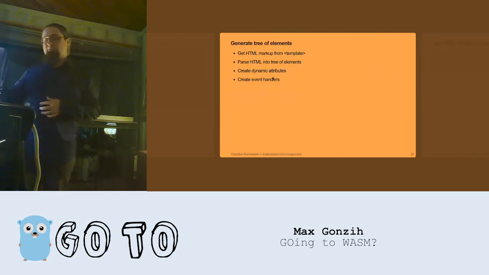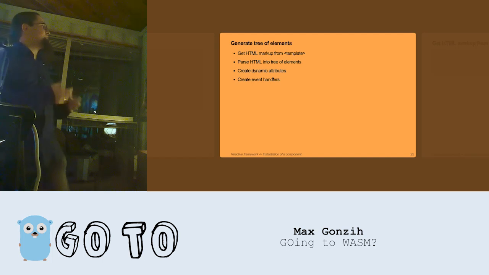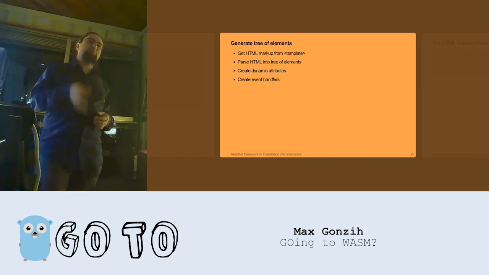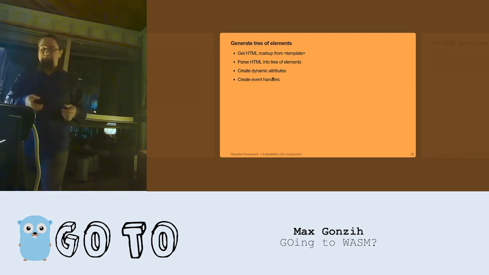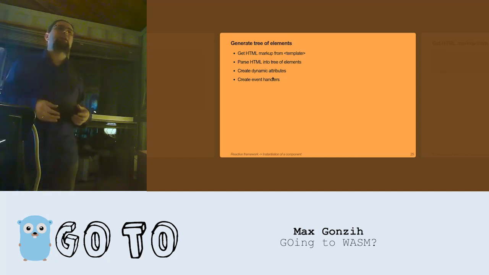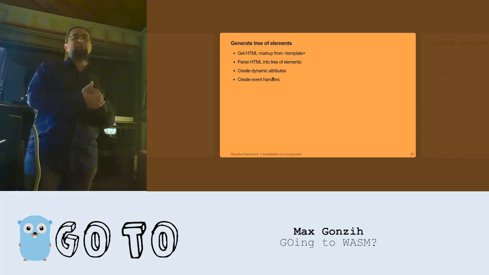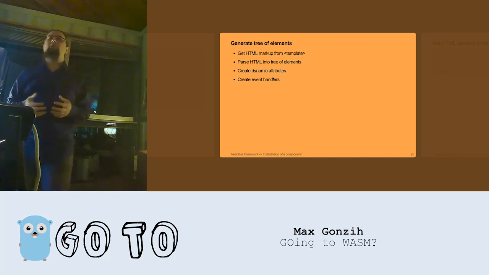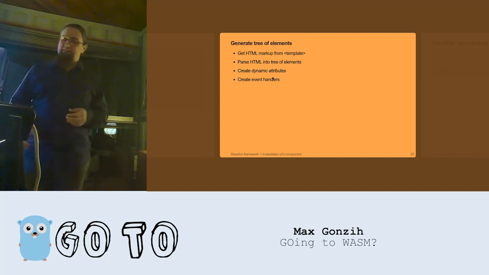Now, we have to generate a tree of elements. To do that, we need to fetch our HTML markup from the template tag. We need to parse it. Then we actually need to create dynamic attributes and create event handlers, because before we just configured them. We need to do some extra wrapping around to make them tick.